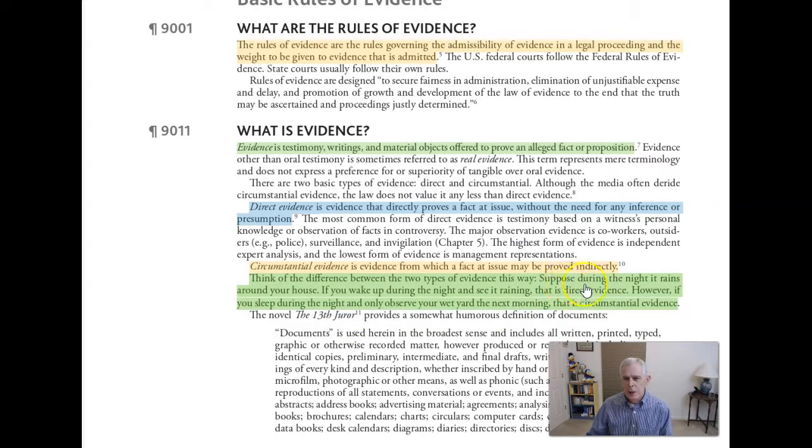So let's look at the green down here to sort of explain that. Let's say that during the night it rains. It rains around your house. If you wake up during the night and see it raining, that's direct evidence. You see that fact that it's raining, that proves it. However, if you sleep during the night and only observe your wet yard the next morning, that is circumstantial evidence. You see the wet yard, the wet sidewalks, the wet street. So you're inferring it must have rained during the night. Okay? So that's the difference between direct and indirect. I saw it myself, or I saw the result of the action.